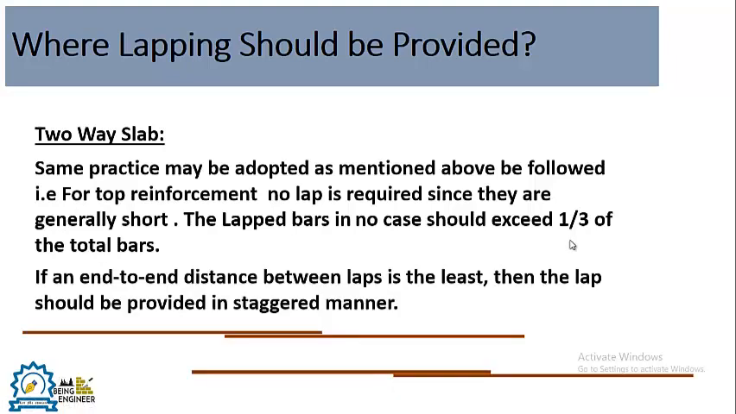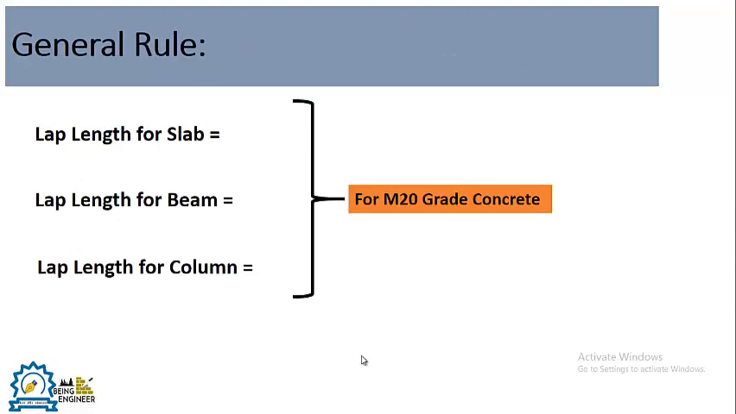If the end-to-end distance between laps is the least, then the laps should be provided in a staggered manner. The minimum end-to-end distance between adjacent bars in which laps are to be provided should be 75 millimeters. Now summarizing the whole discussion, here is a general rule for lapping.